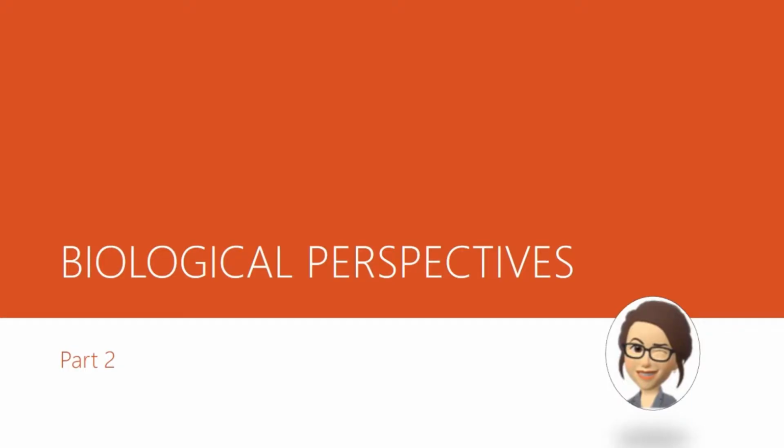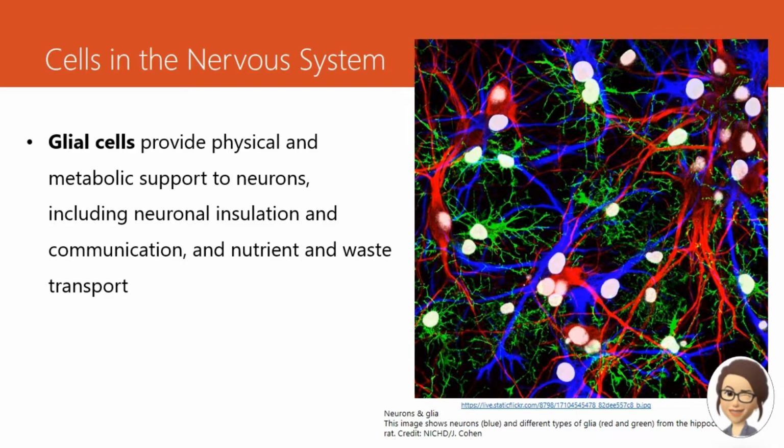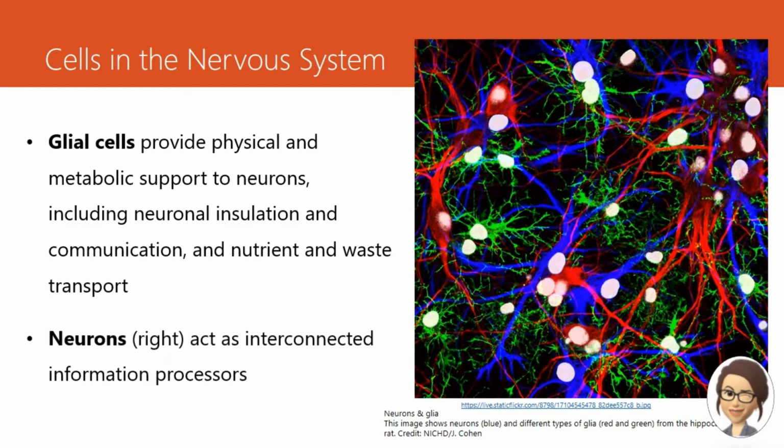Welcome once again. For today, it is just a continuation of our previous discussion relating to neurons and neuronal structure. As we have said previously, there are two major types of cells found in the nervous system. We have the glial cells, which provide physical and metabolic support to neurons, including neuronal insulation and communication, and nutrient and waste transport. Neurons act as interconnected information processors.